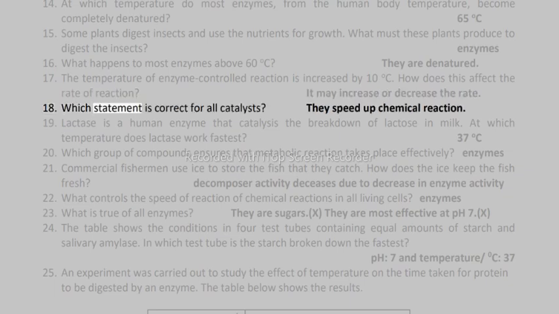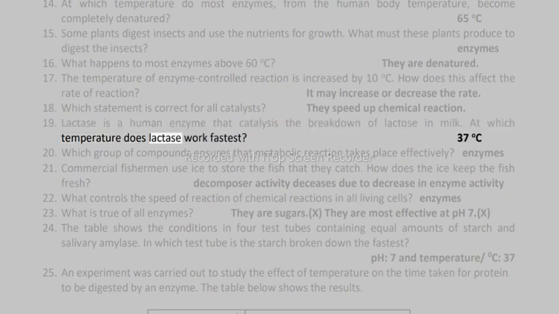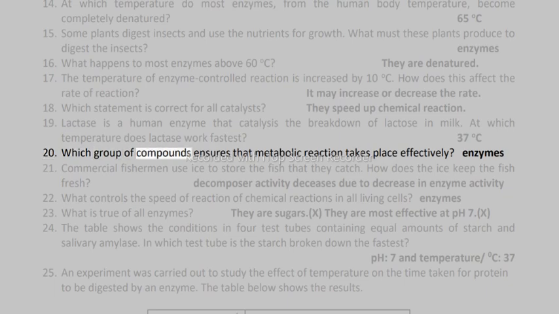18. Which statement is correct for all catalysts? They speed up chemical reaction. 19. Lactase is a human enzyme that catalyzes the breakdown of lactose in milk. At which temperature does lactase work fastest? 37 °C. 20. Which group of compounds ensures that metabolic reaction takes place effectively? Enzymes.